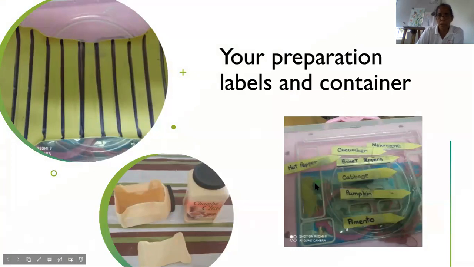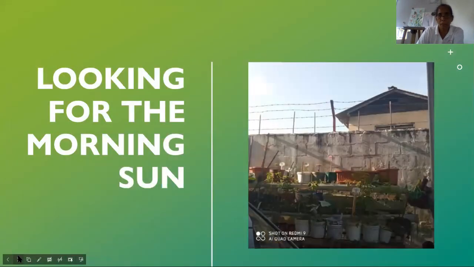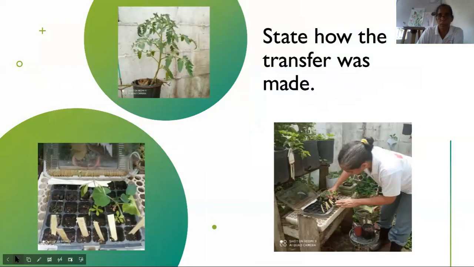Labeling is important, right? Notice I didn't buy the labels. I just recycled whatever I had. This is my container. From this, I got my labels. This is where I got my seeds, the plant, putting it on a tray and leaving it to dry. Important: the location, and why that location was chosen. And this is me in my process.